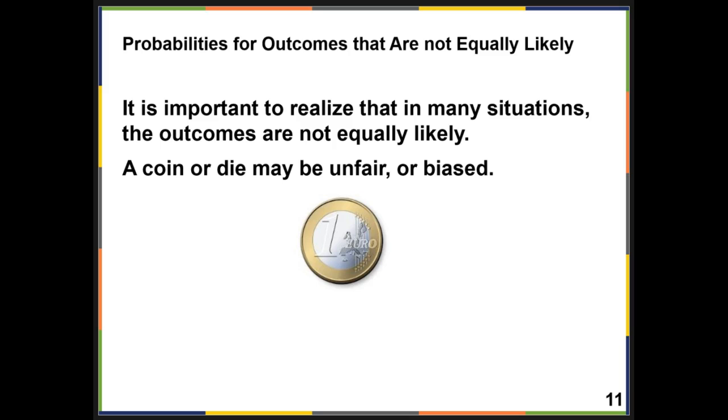Let's take a look at probabilities for outcomes that are not equally likely. It's important to realize that in many situations, the outcomes are not equally likely. A coin or die may be unfair or biased. Two math professors in Europe had their statistics students test the Belgian €1 coin, and they discovered that after 250 trials, a head was obtained 56% of the time, and a tail was obtained 44% of the time. The data seem to show that the coin is not a fair coin. More repetitions would be helpful to draw a more accurate conclusion about this bias.